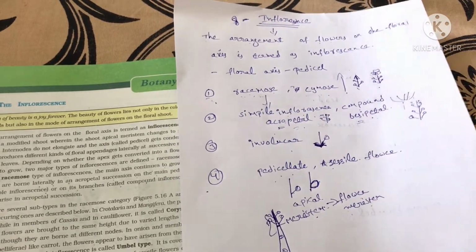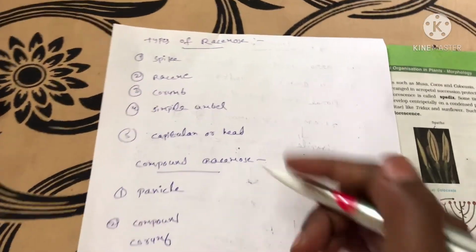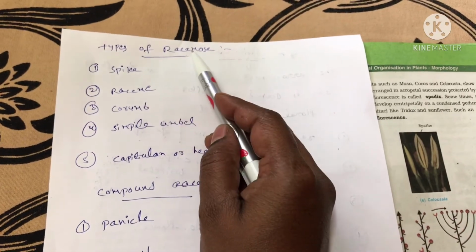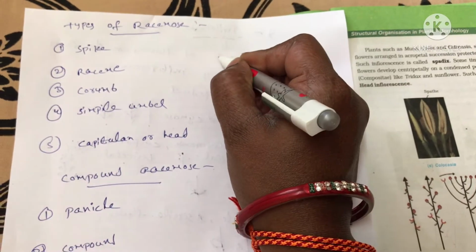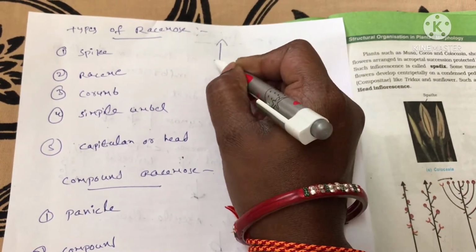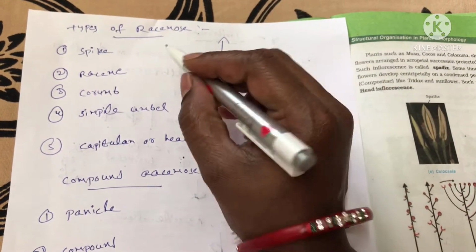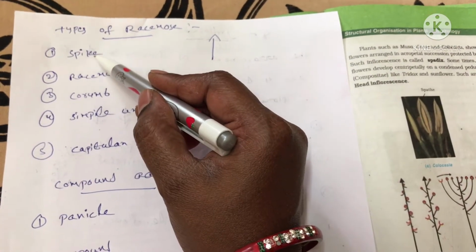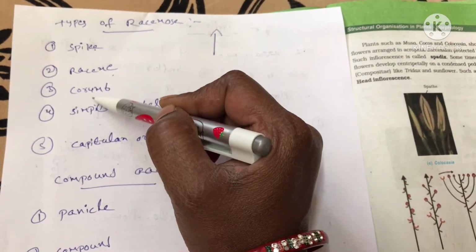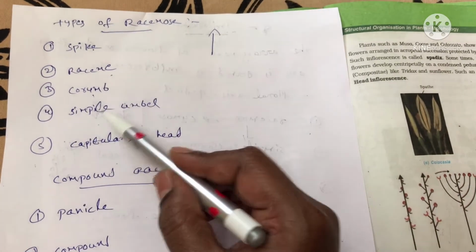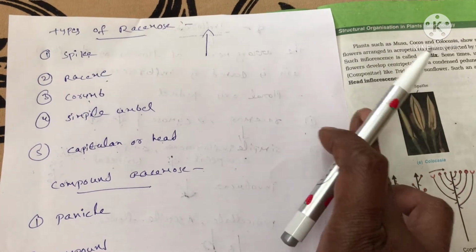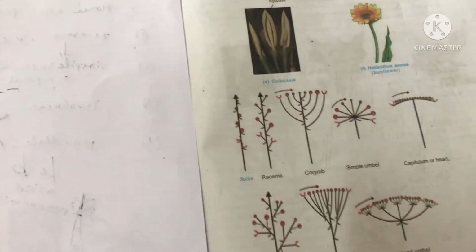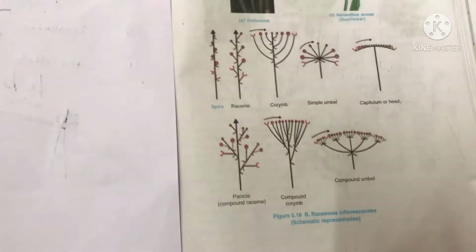Then next, coming to the topic: types of racemose. Racemose means continuously growing upwards. Here there are 5 types: spike, raceme, corymb, simple umbel, and capitulum or head. Here observe the diagrams of the inflorescences.